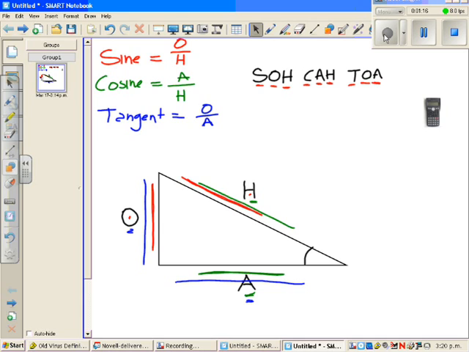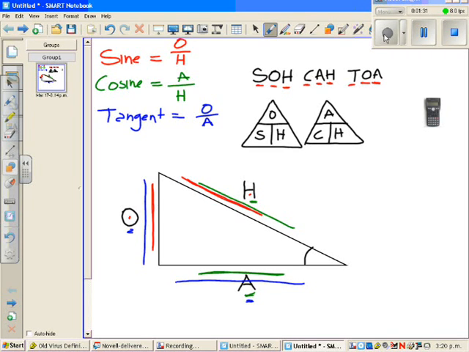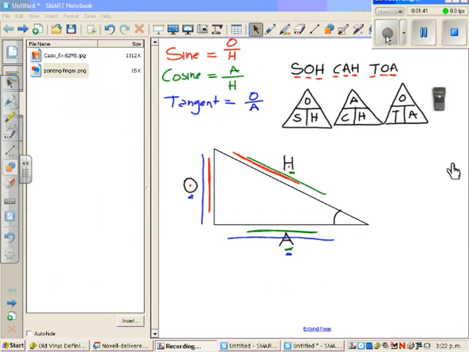From that word we can generate three triangles. The sine equals the opposite over the hypotenuse. The cosine equals the adjacent over the hypotenuse, and the tan equals the opposite over the adjacent. With these three ratios, we actually wind up with nine different formulas we can use to resolve a triangle. That gives us a lot of flexibility.